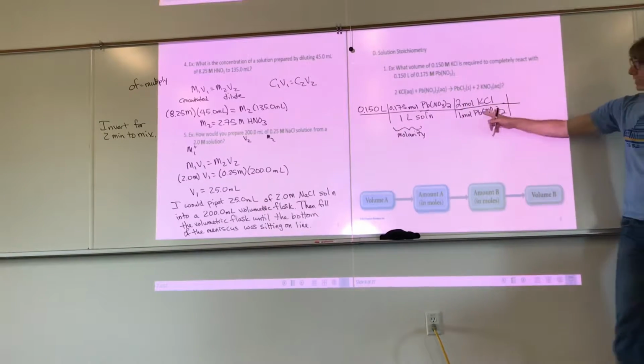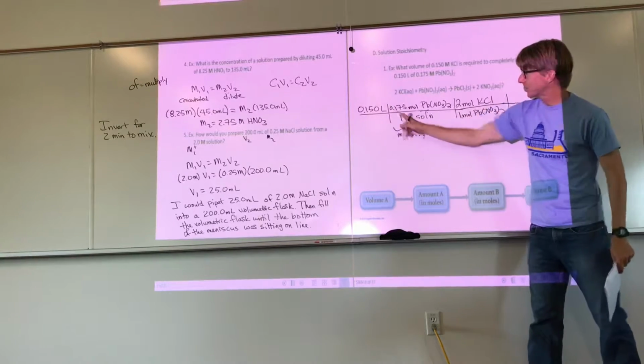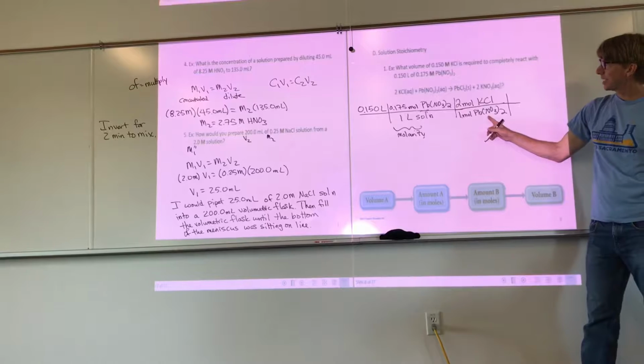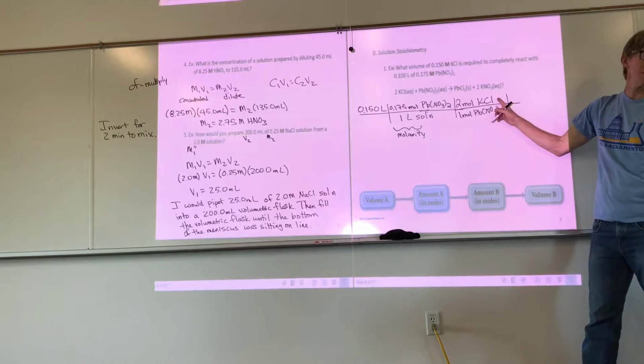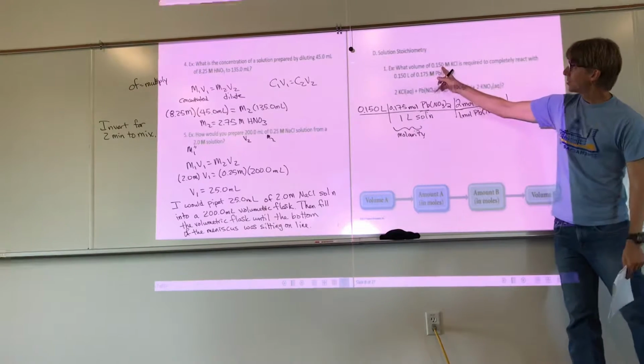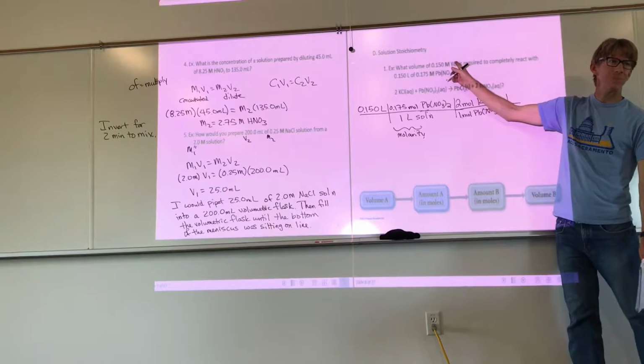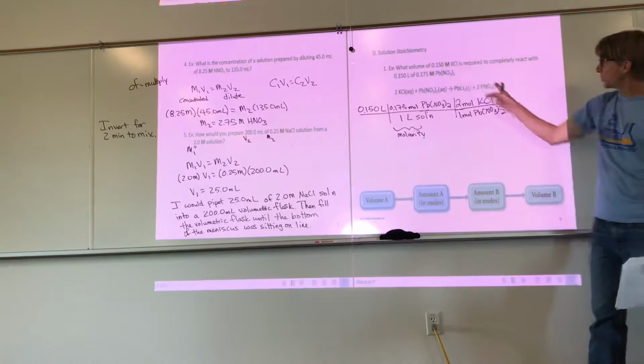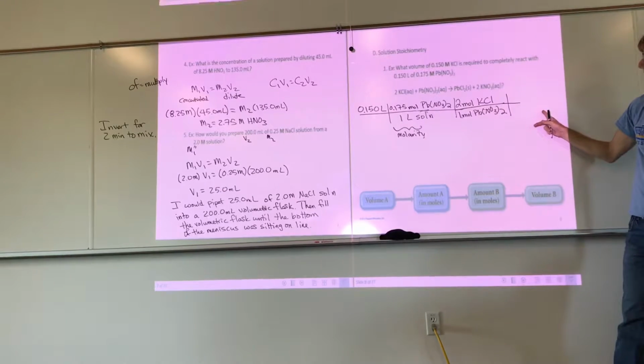Now I have, let's see, my liters of solution have canceled. My moles of lead II nitrate units have canceled. I have moles of potassium chloride. And I have the molarity of my potassium chloride. This time my molarity will be upside down. I'll put 0.150 moles of potassium chloride.